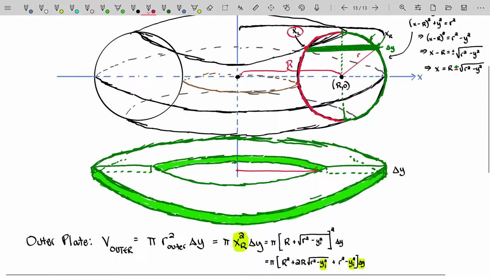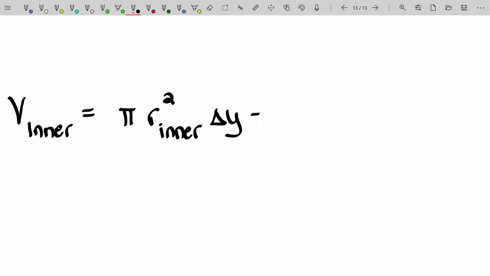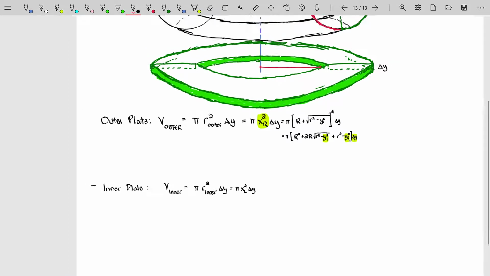So I'm going to go ahead and say that the volume of the inner slice, or the inner plate, is pi times x left, being squared, delta y. Now again, that's a mixture of variables. We can't have that happen. However, I have a formula for the left edge of our circle.